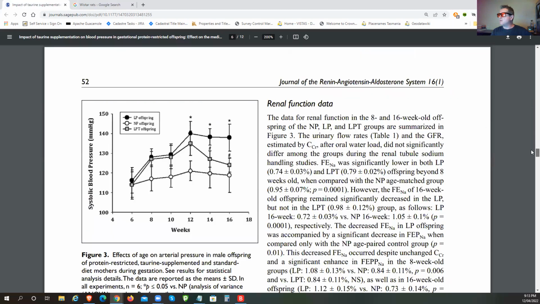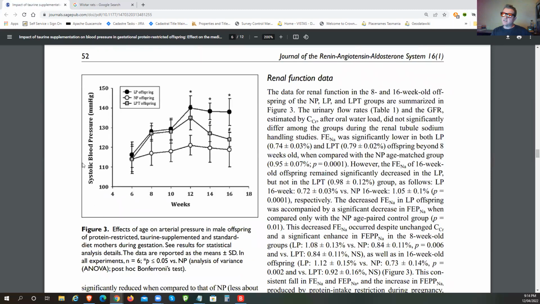Okay, I've overshot. Now let's look at systolic blood pressure. You've got one group, LP, our deprived, poor little thing, the LPT, and the control at the bottom. The control should have blood pressure fairly within 110 to 120. As you can see here, the other one's about 140 up here. Put in the taurine and you're knocking it back.